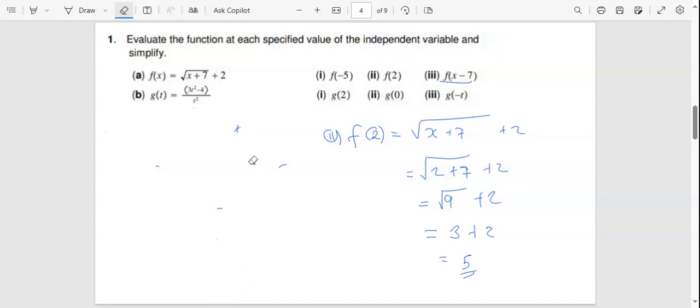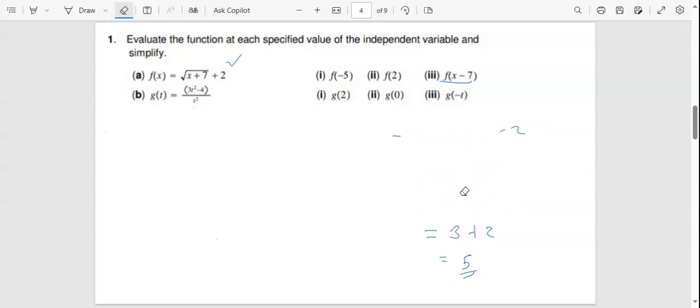Okay. So we are done with this one now. Let's go to number 2. So we are done with question 1. Let's go to question 2, which is B.